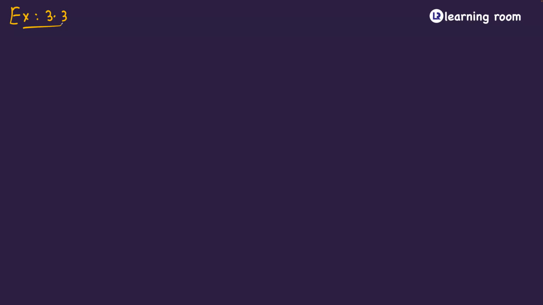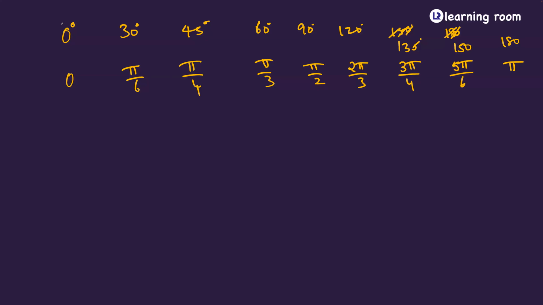Listen to this. Previous class, I showed you certain basic angles to be remembered in terms of degrees and radians, right? I hope you remember them. So we saw between 0 to pi. 0 degree corresponds to 0, 30 degrees pi by 6, 45 degrees pi by 4, 60 degrees pi by 3, and 90 is pi by 2, 120 is 2 pi by 3, 135 is 3 pi by 4, 150 is 5 pi by 6, and 180 is pi. Okay. So we'll try to write the other values as well.